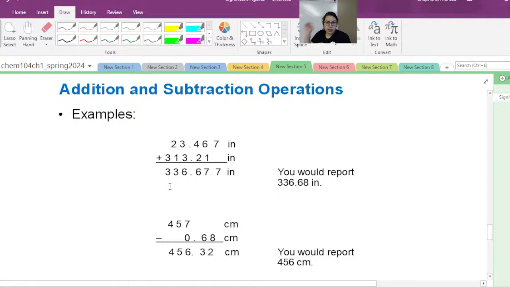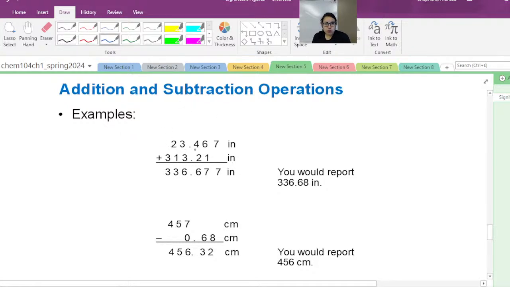And so now if we look at addition and subtraction, I like to write it in what I call elementary school style, where they're stacked on top. But then we can clearly see how many places after the decimal we can report. And so let's look at this example.